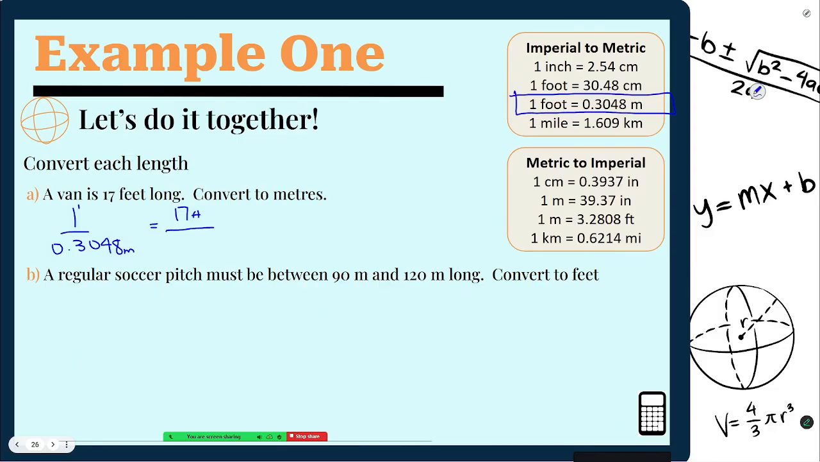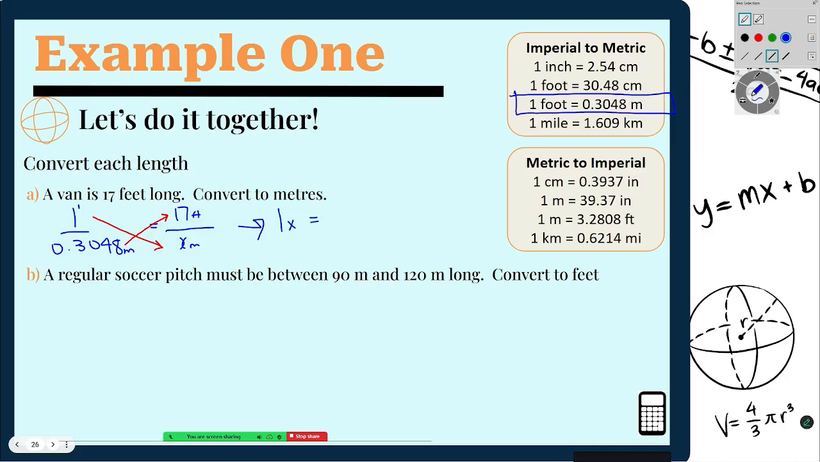Over, we don't know. We need to convert to meters. So this is our x. It's our unknown, x meters. All we're going to do is cross multiply. We're going to cross 1 multiplied by x, and then our meters by feet. So we have 1 times x equals 1x.